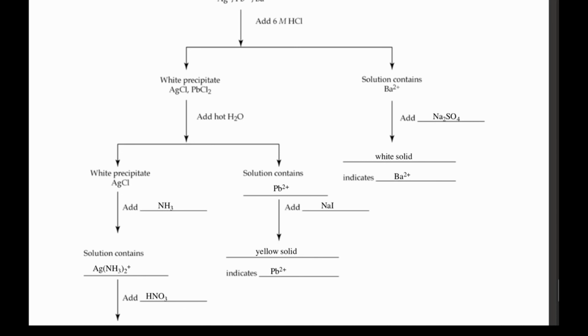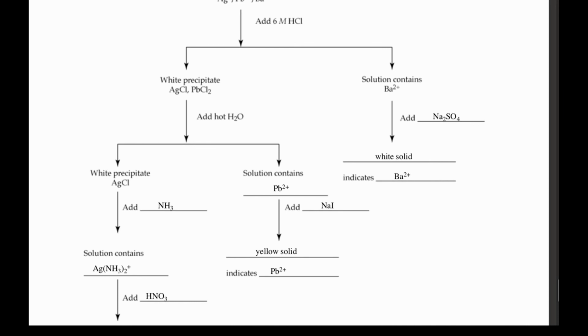The silver and the lead, whatever's present of those two, will form a white precipitate. Notice we write that. We put the precipitates on the left side, and so we have the silver chloride and the lead chloride on the left. Those are what form solid-wise, but the barium doesn't, so the solution still contains Ba2+. And then, following along with the barium 2+, we would add the sodium sulfate. That would be a source of sulfate. We get a white solid. That indicates barium 2+ is present.